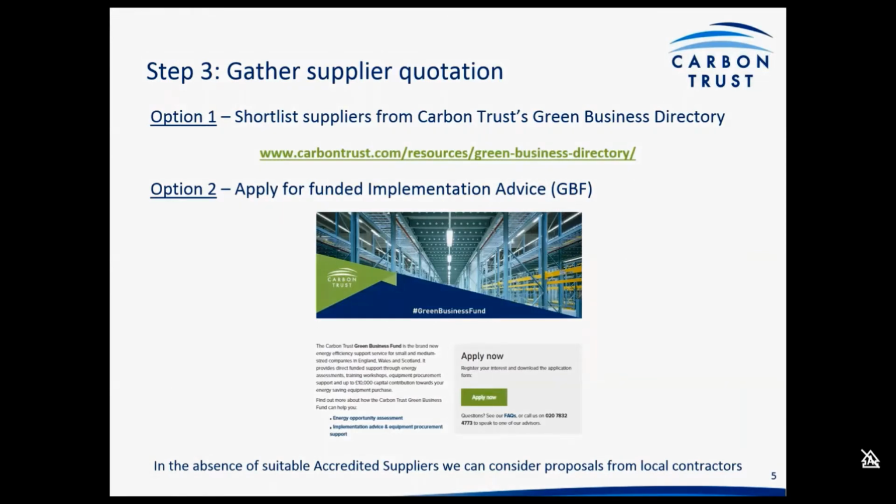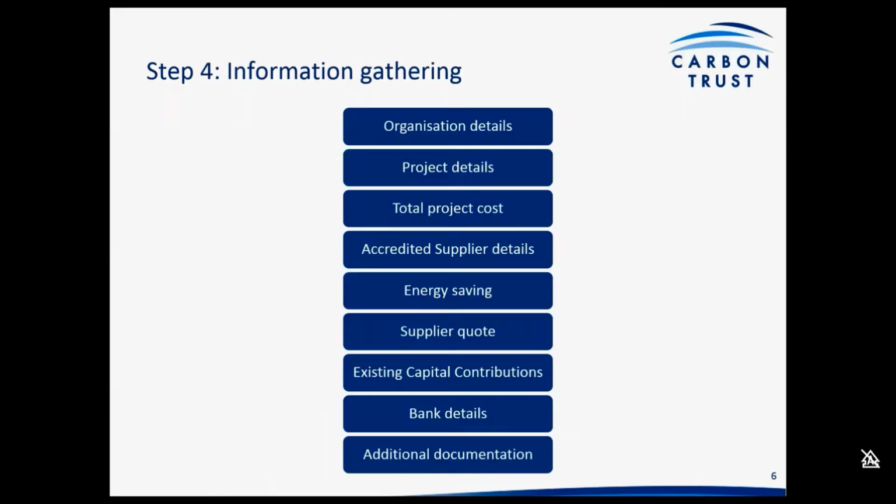Gather supplier quotations, and you've got two options here. Option 1, you can use our Green Business Directory of accredited suppliers to shortlist suppliers for yourself. Option 2, you can have us help you do it, so you can apply for Carbon Trust Green Business Fund Implementation Advice, which is a thorough tender process which will help you gather suppliers to provide quotations. If there are no accredited suppliers for the technology that you're looking for, then we can consider proposals and quotations from local contractors or non-accredited suppliers.